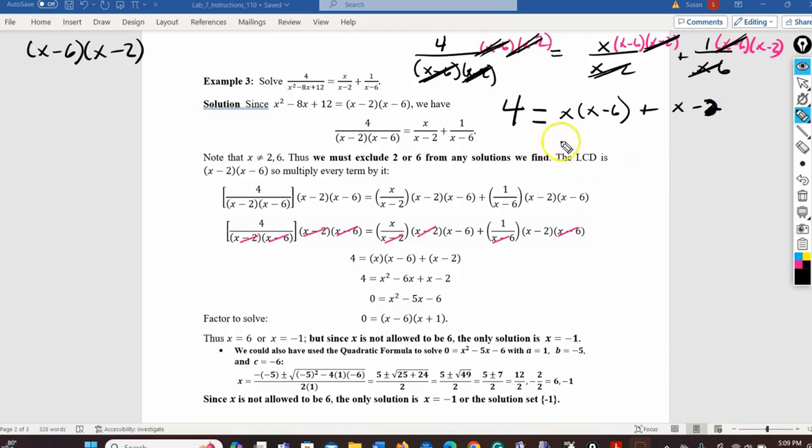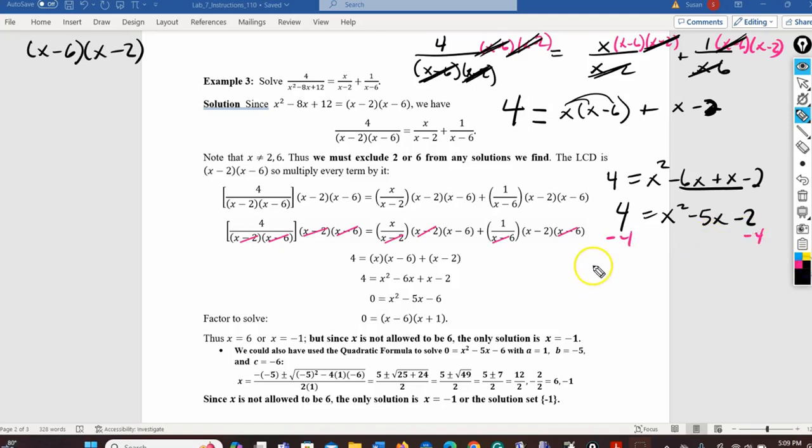Okay, so let's continue. I'm going to multiply this x through, so I'm going to have x squared minus 6x plus x minus 2. Negative 6x plus x is negative 5x. And then I can solve a quadratic if it equals 0. I can either do it by factoring or I can use the quadratic formula. So I'm going to have 0 equals x squared minus 5x minus 6.